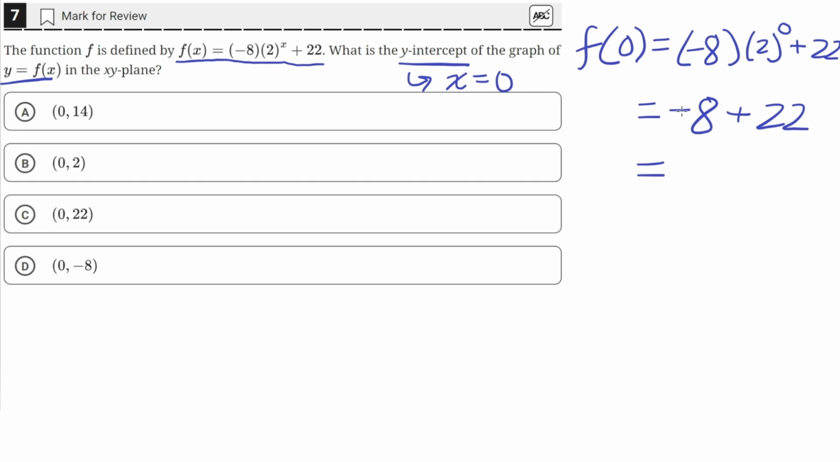And negative 8 plus 22 is the same thing as 22 minus 8. So that's just equal to 14. So at a value of x equals 0, the y value is 14. So this is the y-intercept of this graph. This is where the graph crosses the y-axis, which is answer choice A.